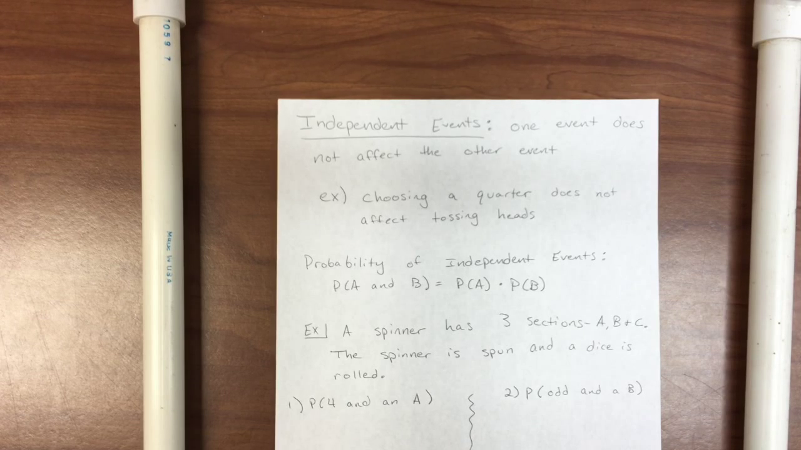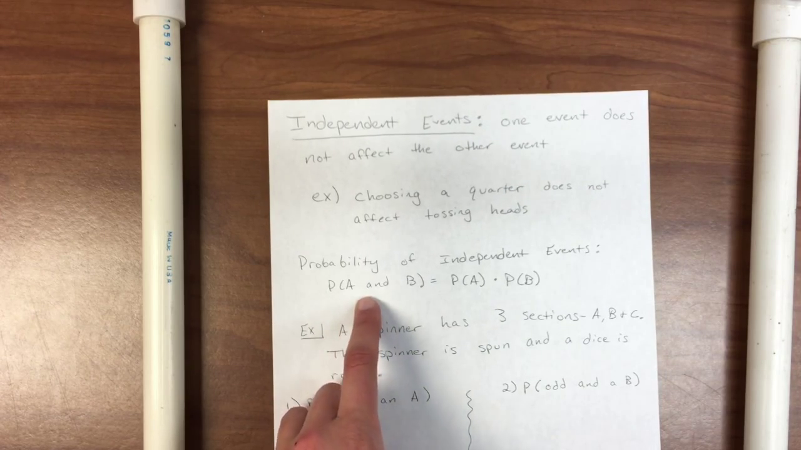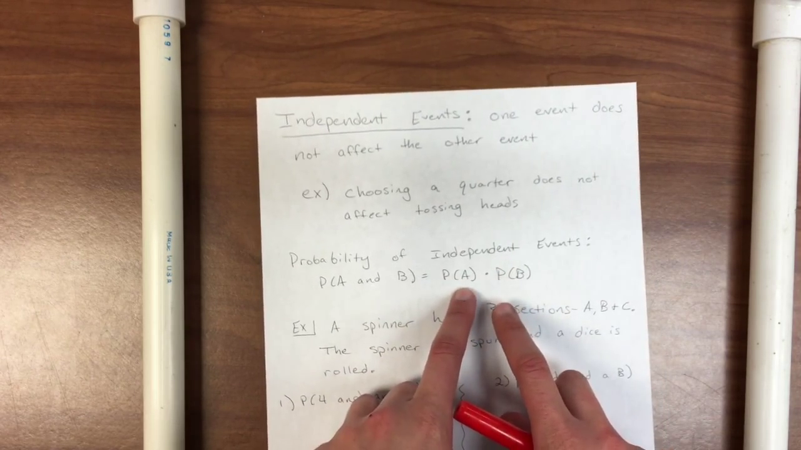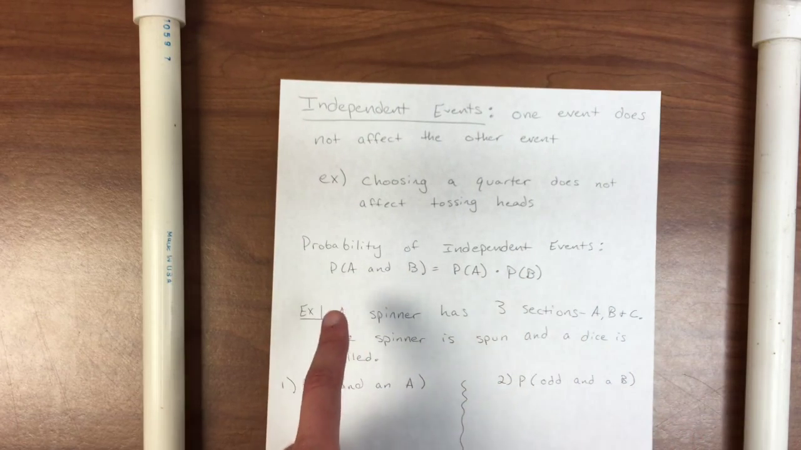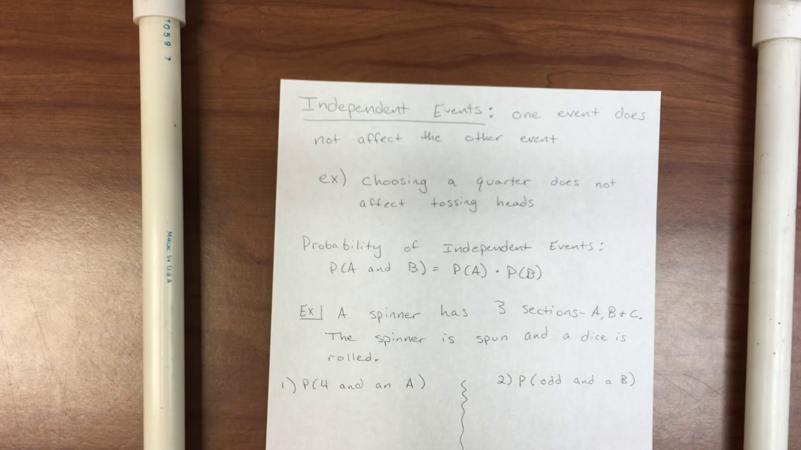So the probability of independent events is the probability of A and B equals the probability of A times the probability of B. So we have A is our first event, B is our second event. We want to find the probability of both of those happening. So we find the probability of just the first event and multiply it by the probability of just the second event.